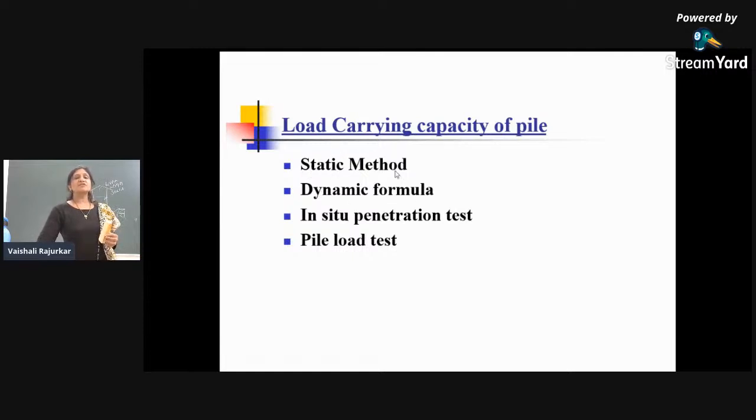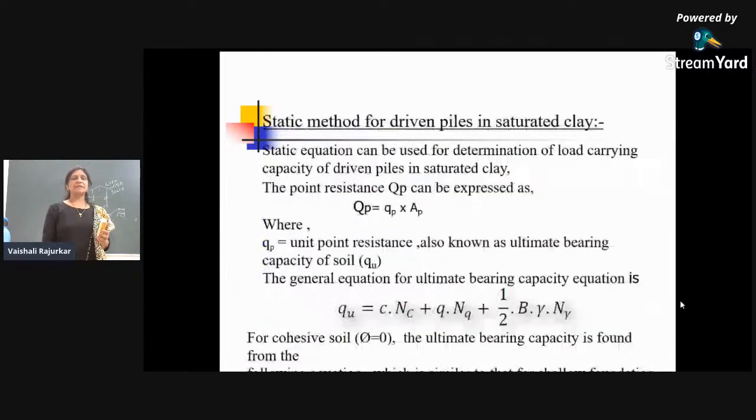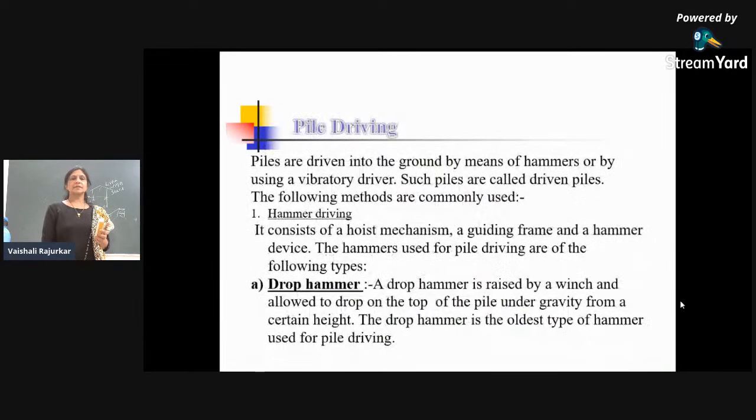Static formula is based on theories such as Terzaghi and Meyerhof bearing capacity, and these 2 are the penetration test and the pile load test, which are conducted over the field to determine the load carrying capacity of the pile. So these are the various approaches which are used to determine the load carrying capacity of the pile, right? Then this is the static method. This we will discuss in detail.